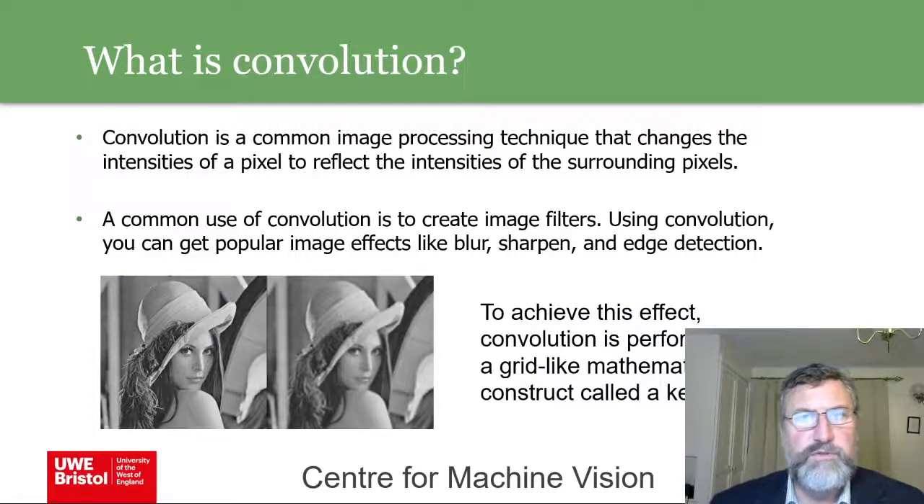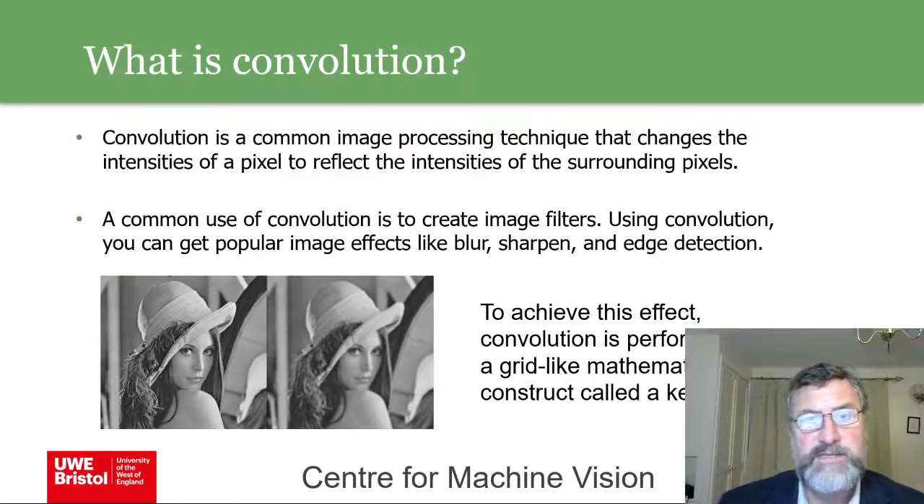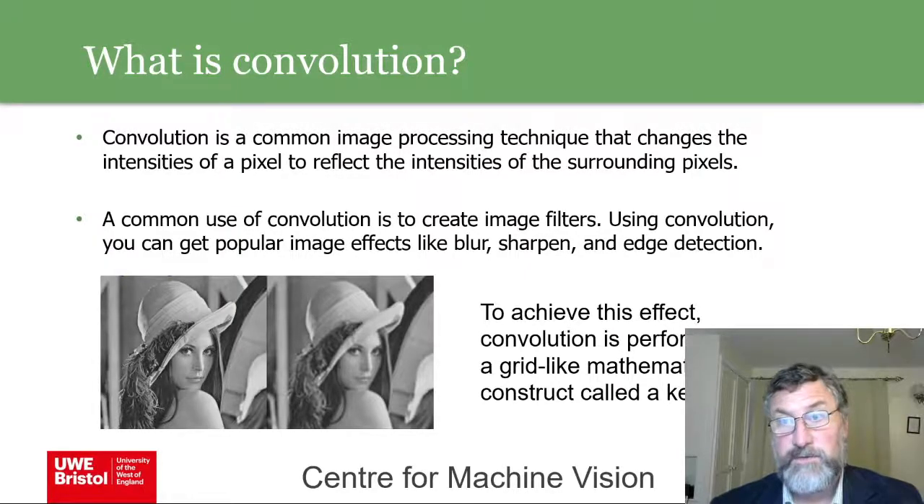A convolution, what is convolution? Now I did go through before what convolution is, but it might be worth covering it again just here. Convolution is a common image processing technique that changes the intensities of a pixel to reflect the intensity of the surrounding pixels. That's about it, really. And a good use of convolution is to create image filters.